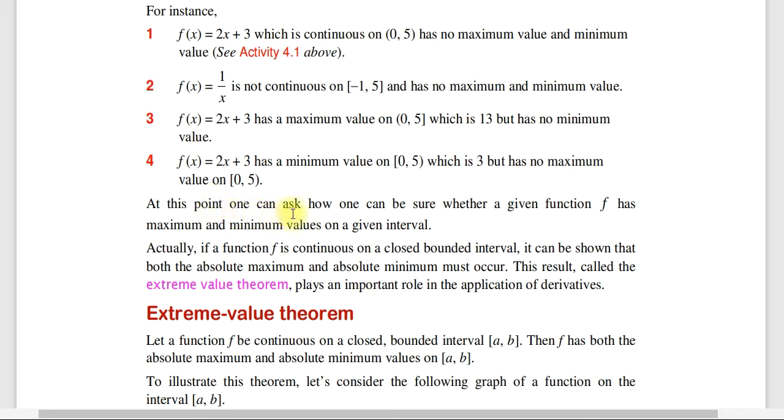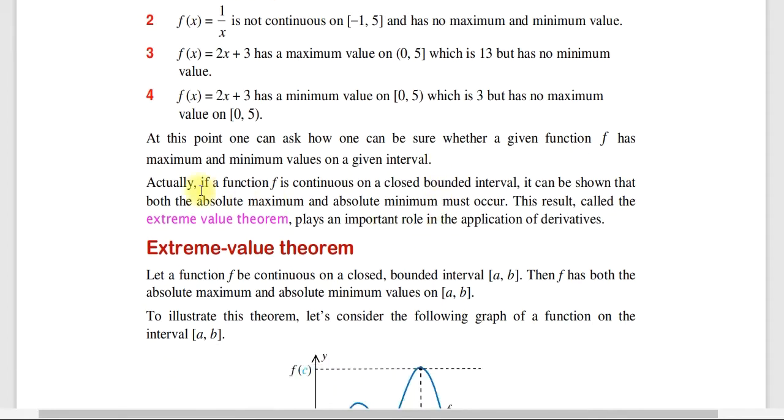At this point, one can ask how one can be sure whether a given function f has a maximum and a minimum value on a given interval. Actually, if a function f is continuous on a closed bounded interval, it can be shown that both the absolute maximum and absolute minimum must occur.